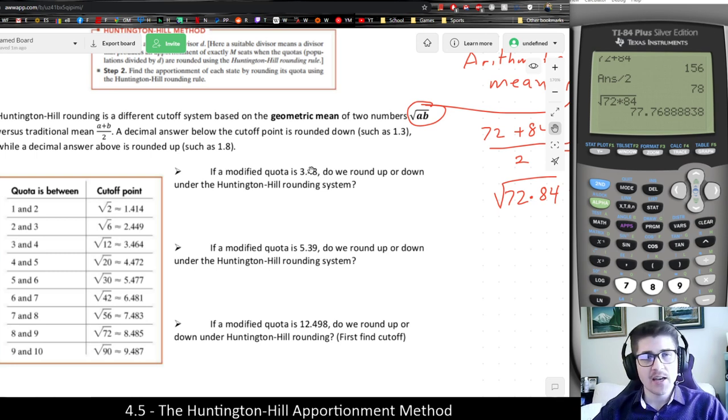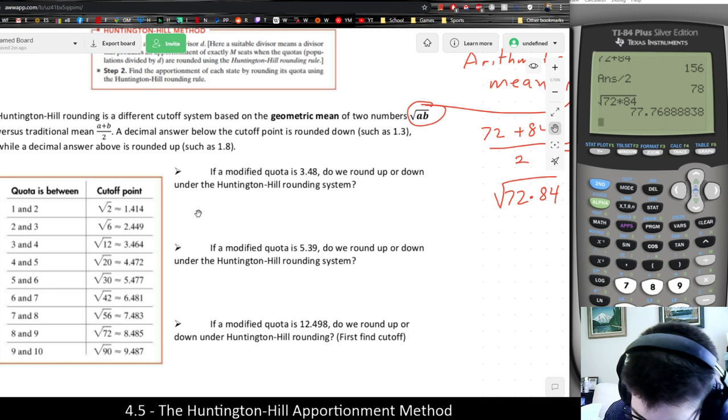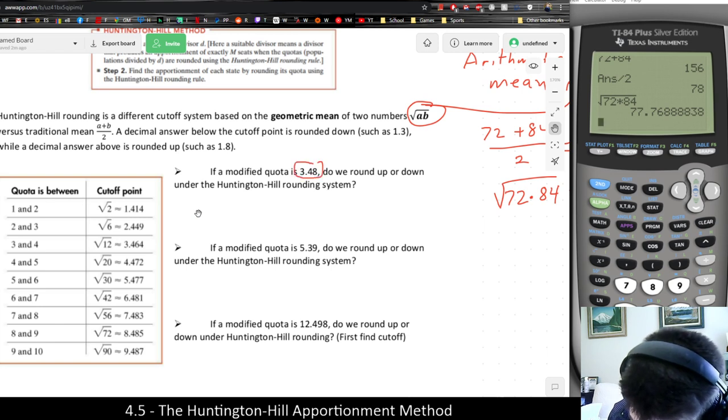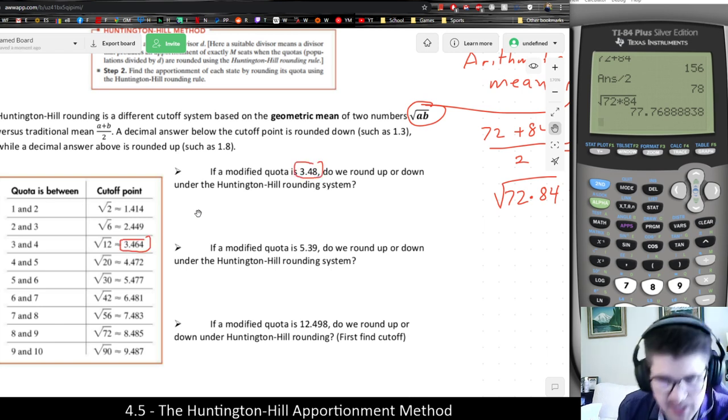So the question is, how do I know? Basically, there's going to be a specific cutoff point, which is going to be different for every single number pair. This little table over here gives you some sample cutoff points for smaller, single-digit numbers, and it says that if your quota is between 3 and 4, the cutoff point will be 3.464. So if we're trying to figure out whether or not to round 3.48 up or down, we need to know what's the cutoff point. And the cutoff point here would be 3.46.